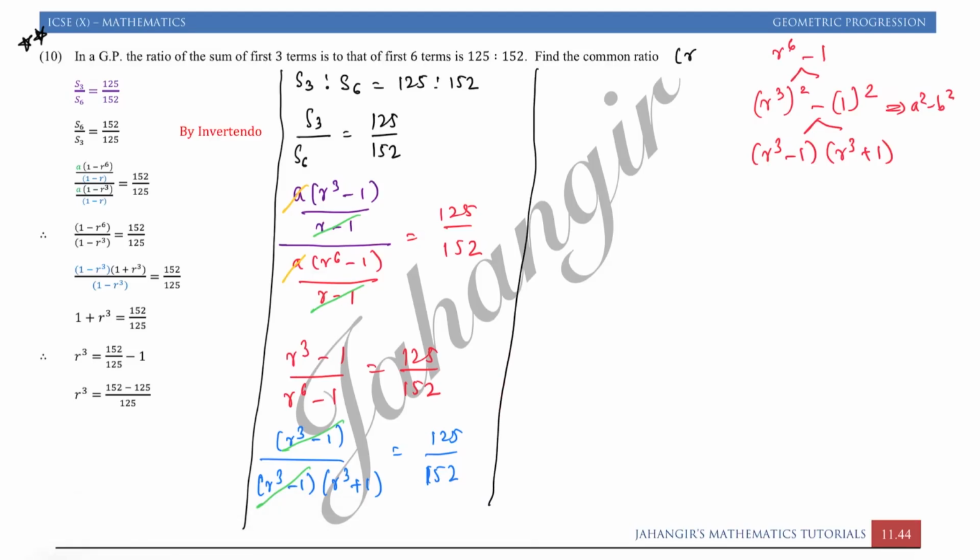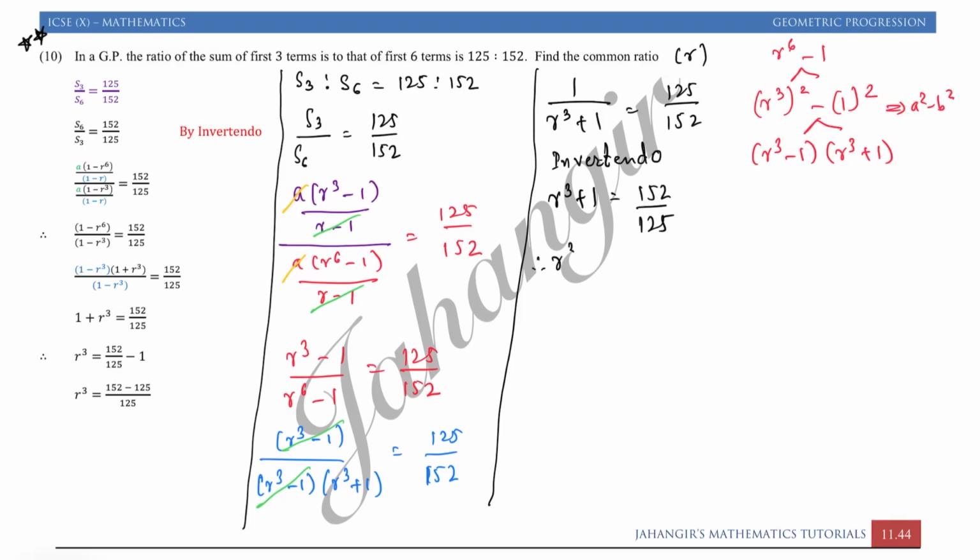Let us write what is left. Left is 1 upon r cube plus 1 upon 125 upon 152. Now we will do invertendo. We can use invertendo as it's a ratio. In invertendo, what we do is take the reciprocal of the fraction. So I can write r cube plus 1 is equal to 152 upon 125.